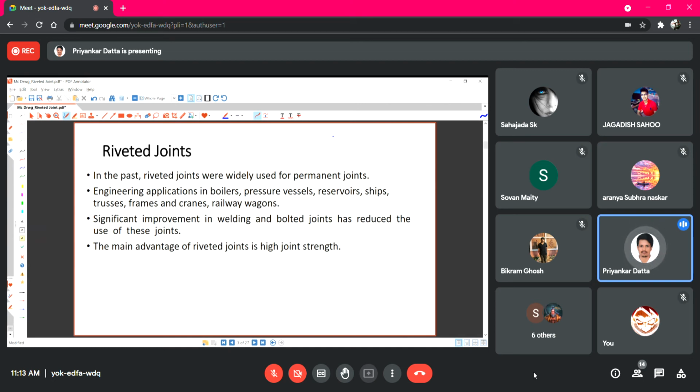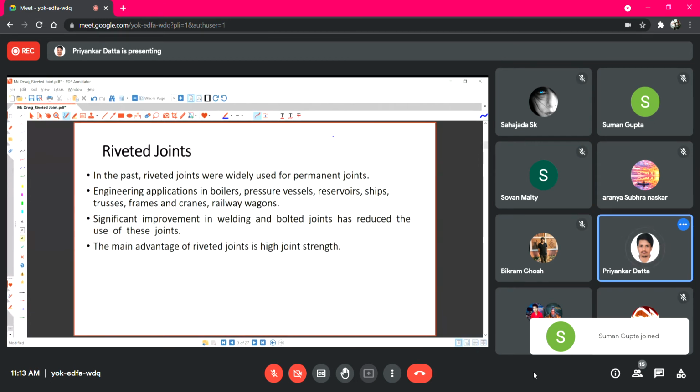Because of that, and as we are progressing with the development of newer and advanced methods of welding and bolted joints, we are slowly moving on to using them at a much larger scale. But there are certain applications where riveted joint is extremely important. Most of the cases are where high joint strength is required, mainly, as you can understand, for boilers or ships where high pressure is generated. In those cases, to prevent leakage, riveted joints are extremely helpful.